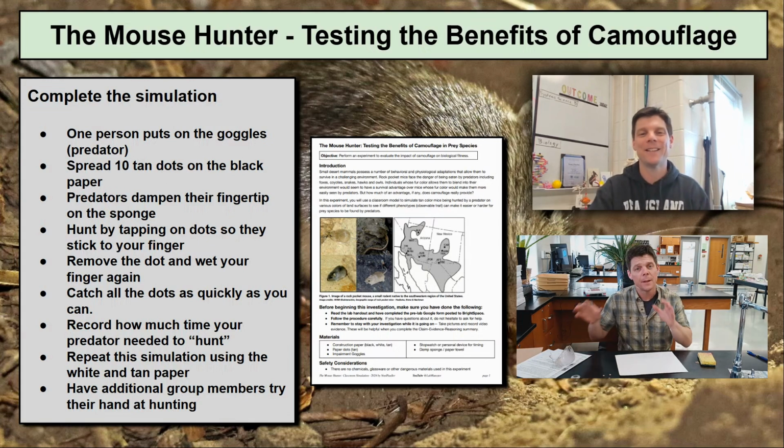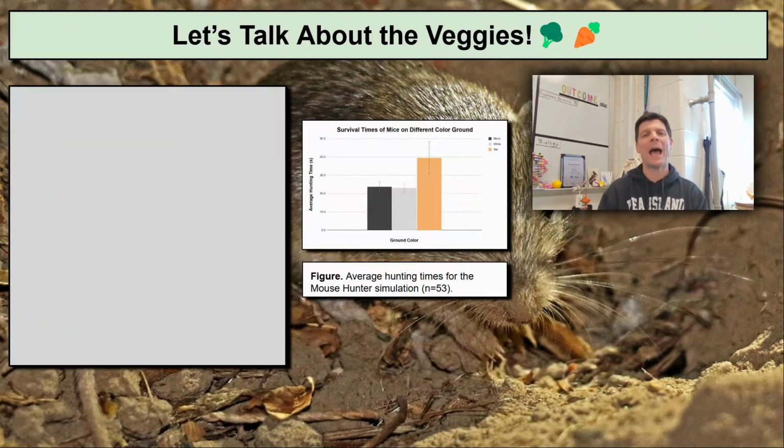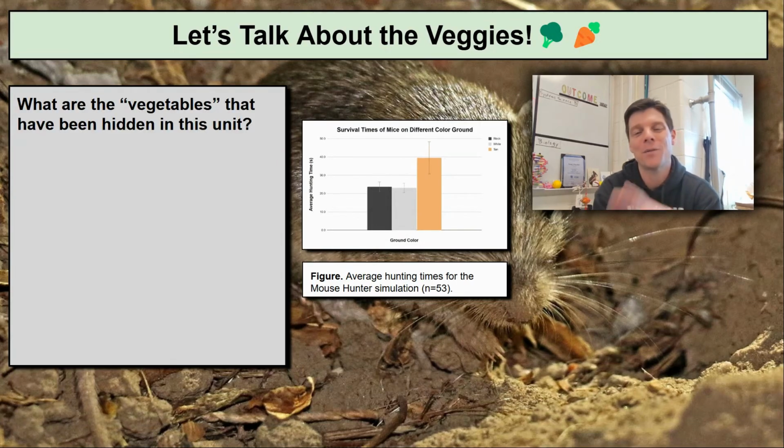Okay, let's go ahead here and take a look at some veggies. Okay, so let's talk about the veggies. This is a sample graph of data that my students have collected over the past few years running this experiment. So it's based on 53 different students completing this. So this is the past 2 years of my students completing this experiment.